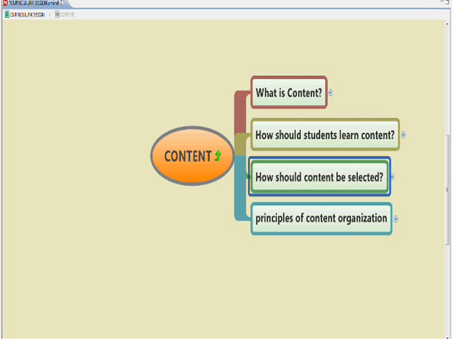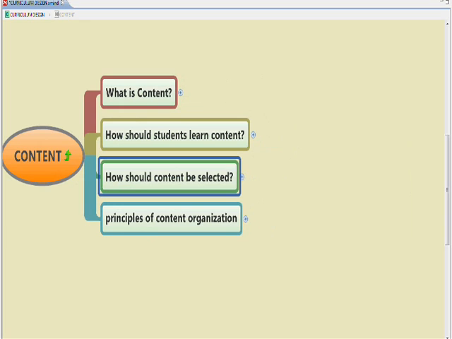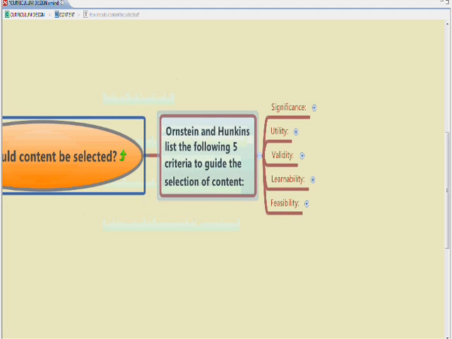Now the next one we would like to talk about is how should content be selected. Because selection of content is just as important as the entire teaching and learning process is concerned. Now, there are five basic guides to how to select content. You have the significance of it, the utility value of it, the validity of it, the learnability, and the feasibility. Okay, Austin, our prescribed text, talks about how these five approaches need to be fulfilled.